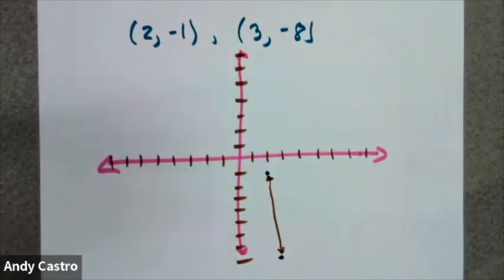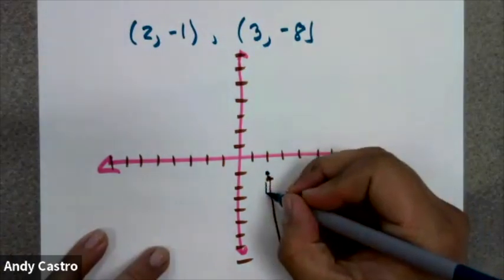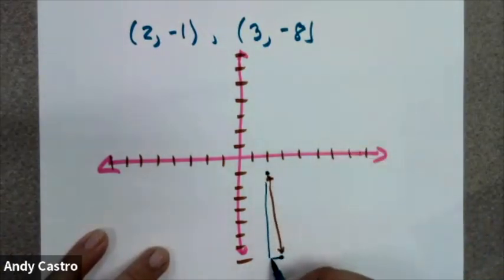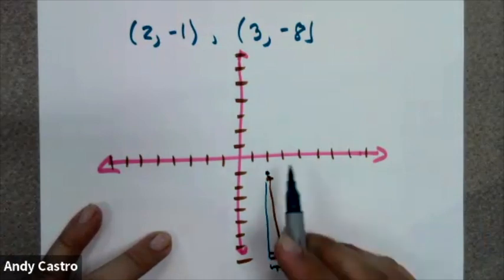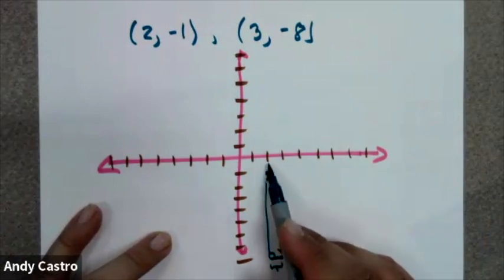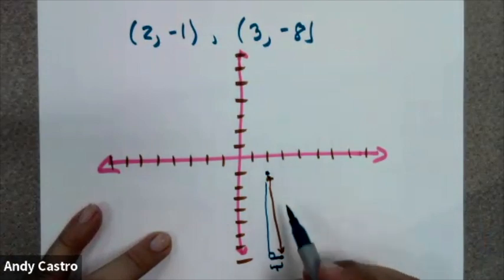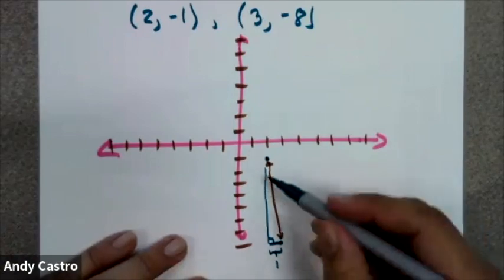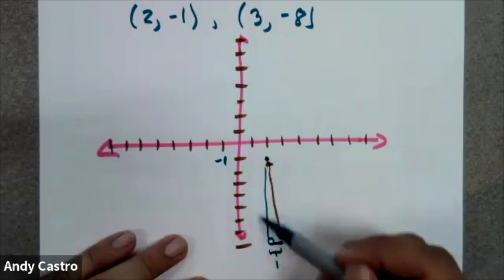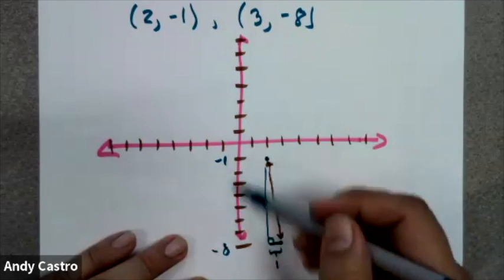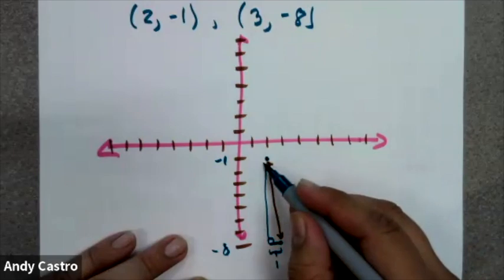Okay. So we can make a nice little right triangle, where this distance here is at, let's see, this is at 2, this one's at 3. So that is a distance of 1. And then my y here, this is at -1, this is at -8. So that distance is 7.